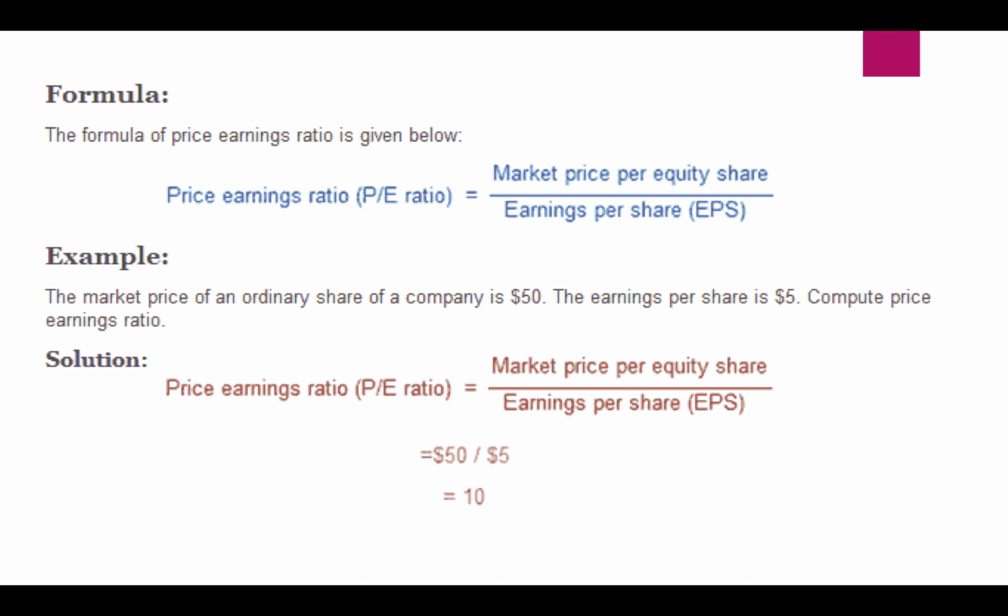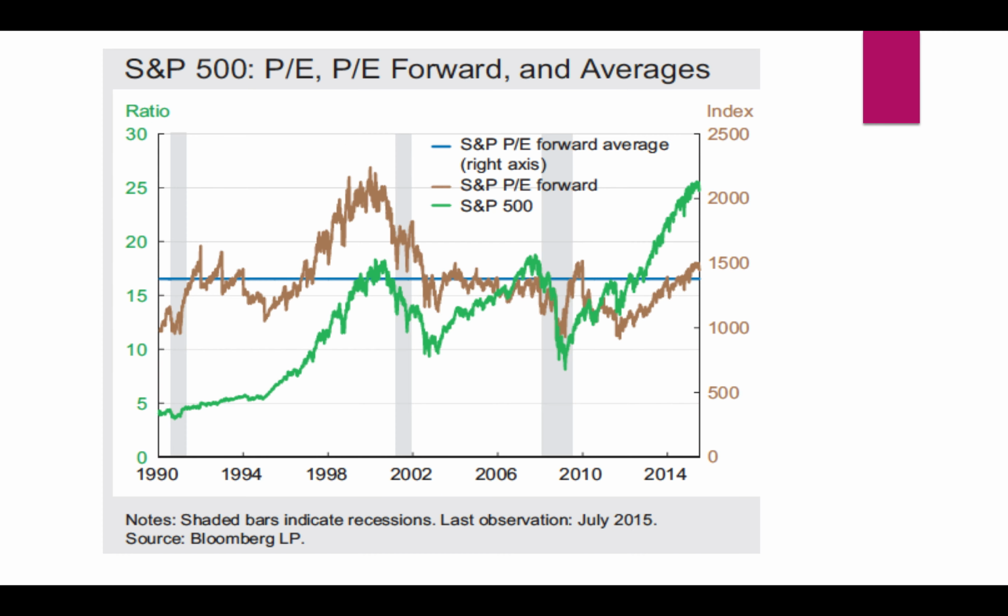So you have a couple formulas here that you could use to do that. If the price of the stock is $50 and the earnings per share is $5, then the PE ratio is 10. That's simple.